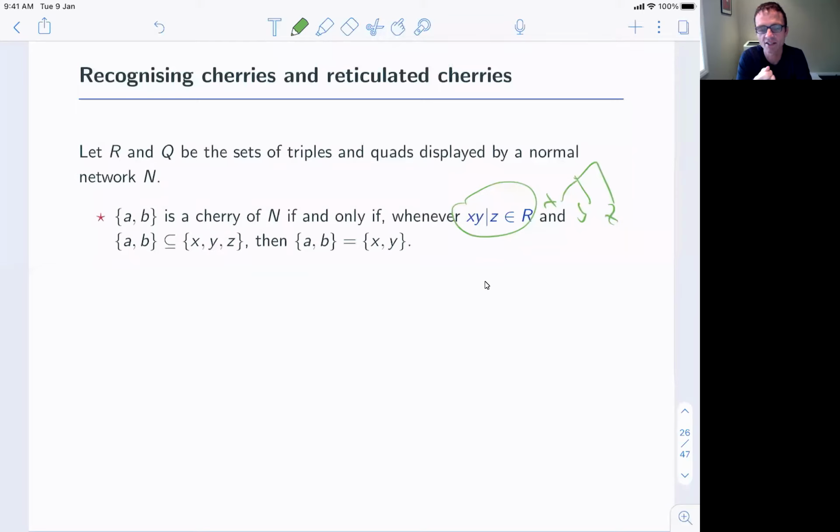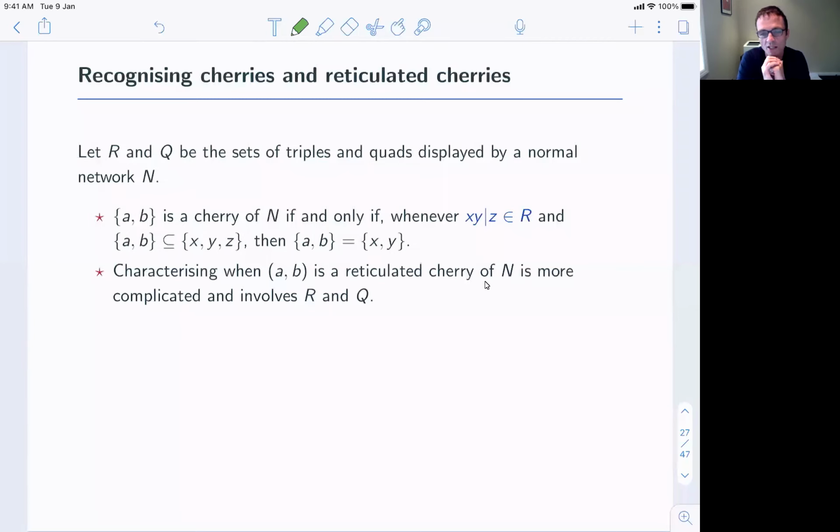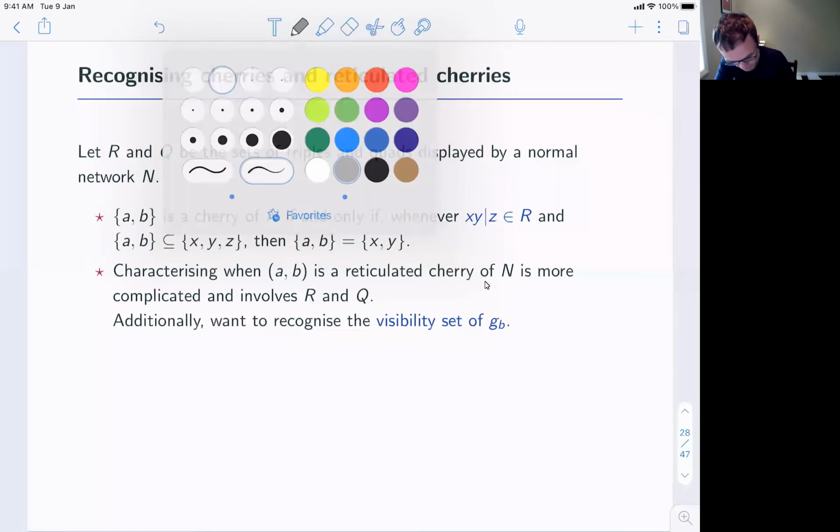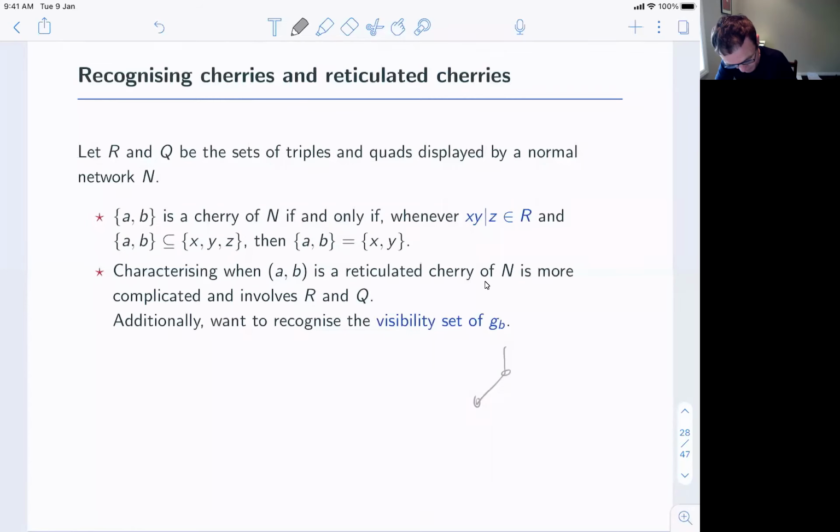I need a characterization that tells me, if I've got the collection of triples and quads of the normal network, how do I recognize reticulated cherries? That's more complicated, and I need Q this time as well. I need the quads. The other ones I only require the triples. But more than that, I also want to recognize the visibility set of G of B. So remember, I'm working in a normal network, so I have no shortcuts.